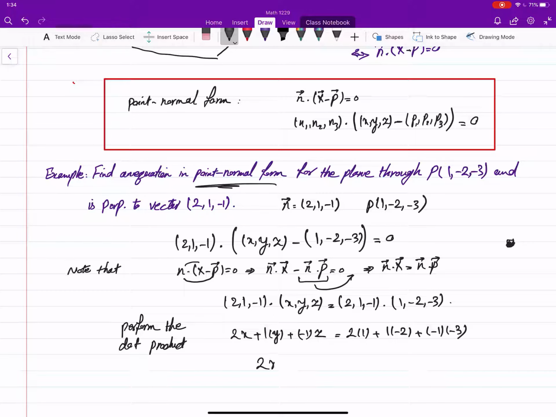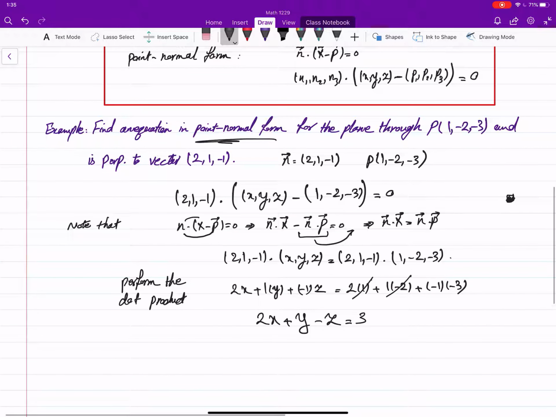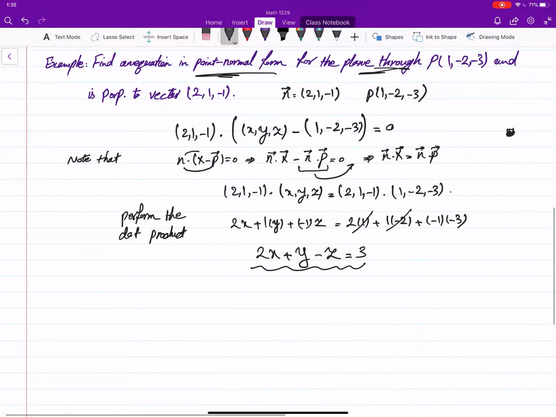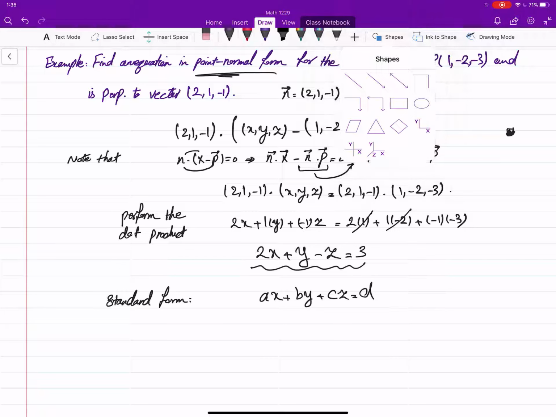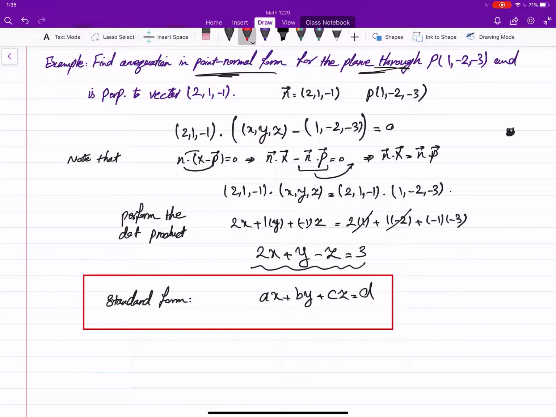What you find here is 2x plus y minus z equals, this cancels with that, there will be just 3 there. You see, this is again an equation which describes exactly the same plane, but its form is different. And this form actually has a name. It's called standard form. It is always a number multiplied by x, plus b times y plus c times z equals a number. And let me just put this in a box. This form is called the standard form.